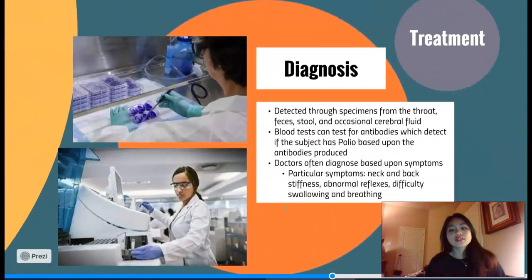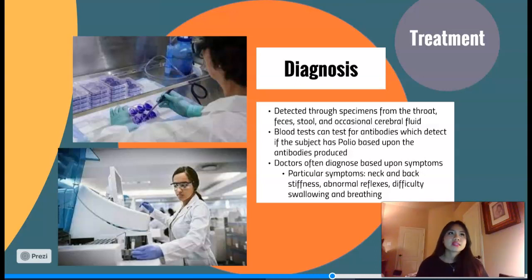So, how do doctors diagnose polio? They diagnose polio through specimens from the throat, feces, stool, and the cerebral fluid. Blood tests are often used to test if the suspected individual has or produces antibodies. And if they produce a mass amount of antibodies, we can deduce that the patient has polio.